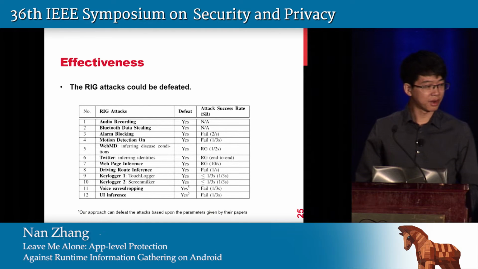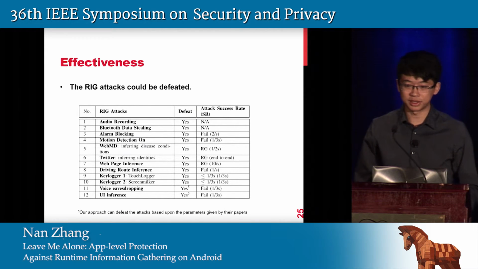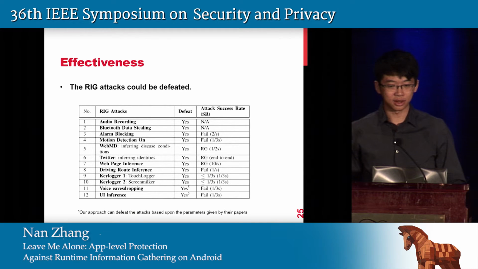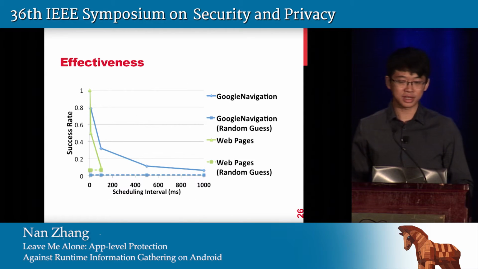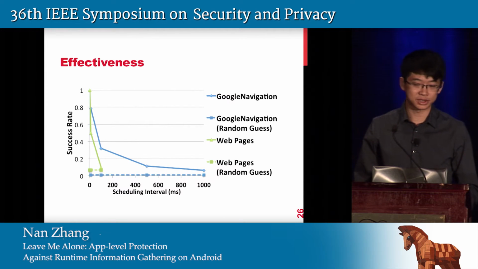We first test App Guardian's effectiveness against all known rig attacks at that time, and found that all rig attacks could be defeated. If a malicious app runs at a lower speed in order to circumvent the protection provided by App Guardian, it will not be able to gain enough information to make the attack happen, and its success rate will be close to a random guess. For example, in the Google navigation attack, if the sampling rate drops from 100 times per second to only once per second, its success rate will drop directly from 78% to only 6%.